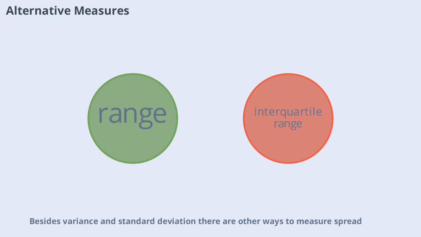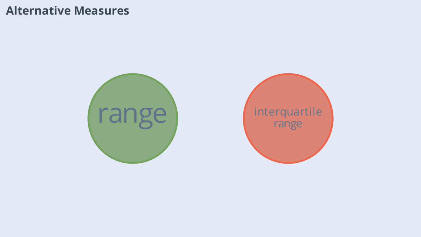Besides variance and standard deviation, there are other ways to measure spread, such as range and interquartile range. The range is simply the difference between the highest and lowest values, while the interquartile range focuses on the middle 50% of the data. These measures can provide additional insights, especially when dealing with unusual data sets.